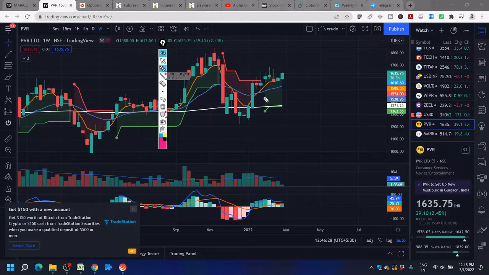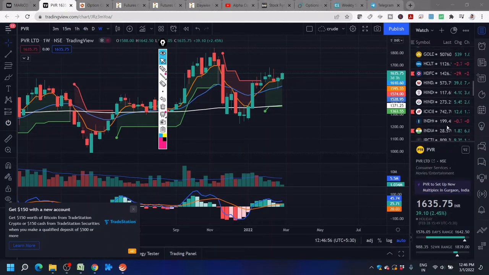It has given an entry here. This is a super trend and price is above 20 and moving up. So definitely here also you can enter 25% of your quantity and take this position and ride with this super trend. Okay, and then the third stock which we wanted to analyze is Hindalco.